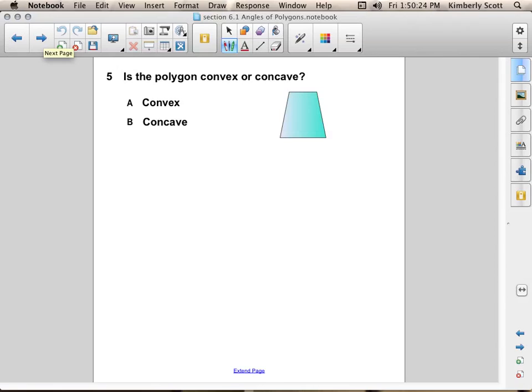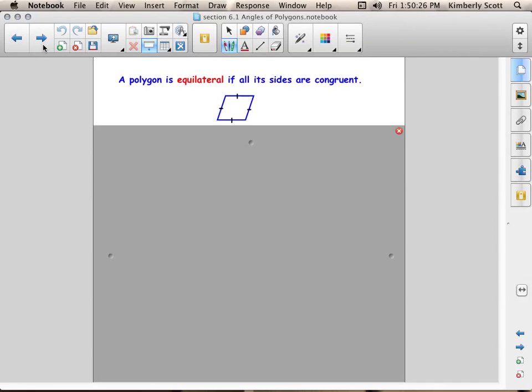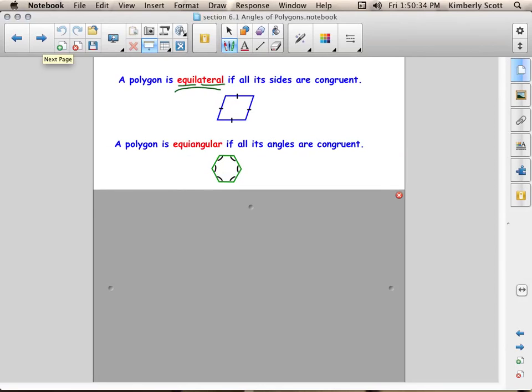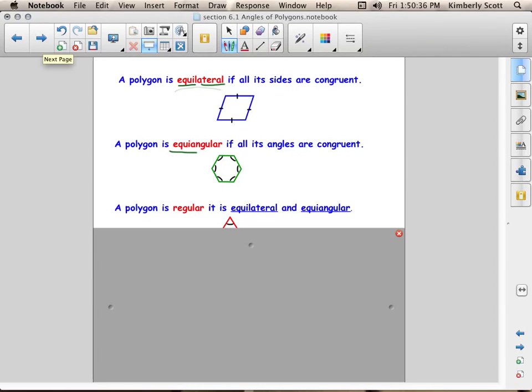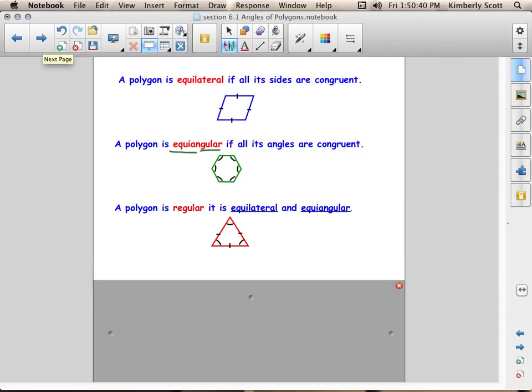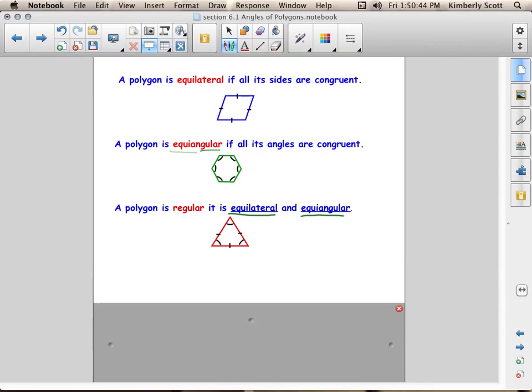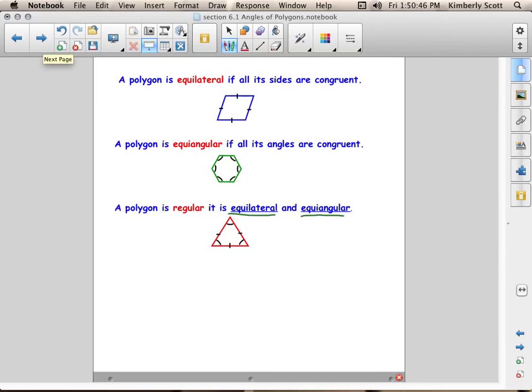Okay. A polygon is equilateral. You must know that word. It means equal sides, if all its sides are congruent. A polygon is equiangular, equal angles, if all of its angles are congruent. And then regular just means that it is both equilateral and equiangular. We've done this before. You just need to remember that. Okay?